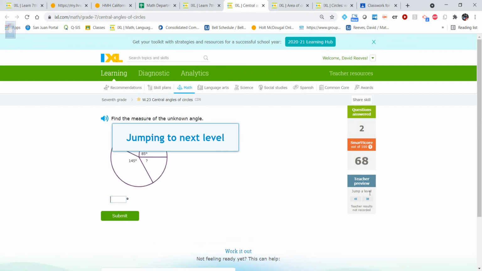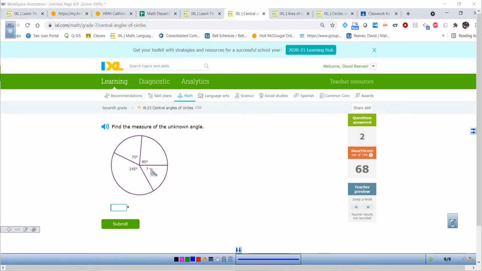All right, let's skip up to the next level, see if they have anything more challenging. Oh my goodness, instead of 3 sections, now they have 4 sections. Okay, so we're going to do the same thing. We're going to add what they gave us, 70 plus 85 plus 145. We're going to add those together. All right, 5 plus 5 is 10, carry the 1. 1 plus 7, 8. 8 plus 8 is 16. 16 plus 4 is 20, carry the 2. Oh, and I get a nice, clean, even 300 degrees.